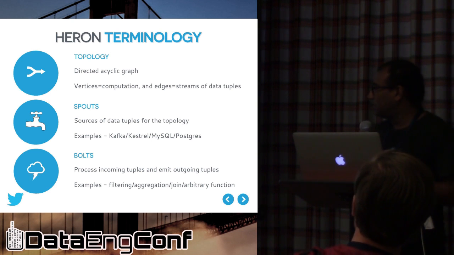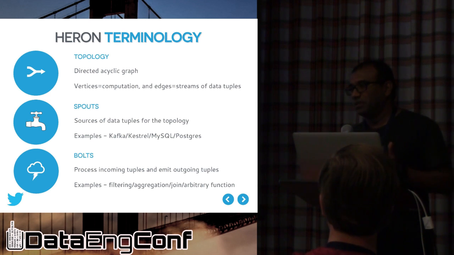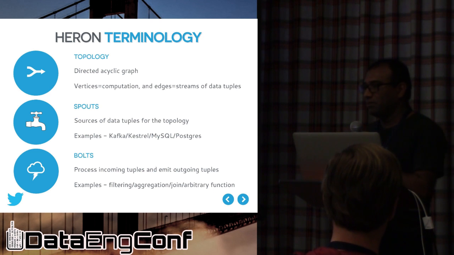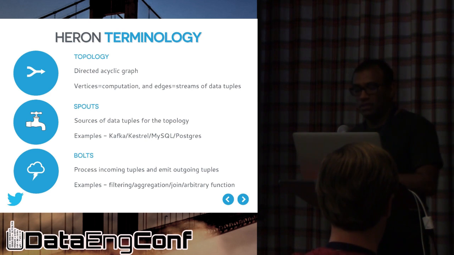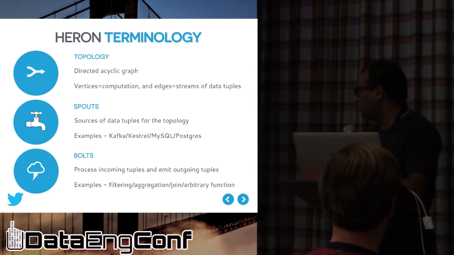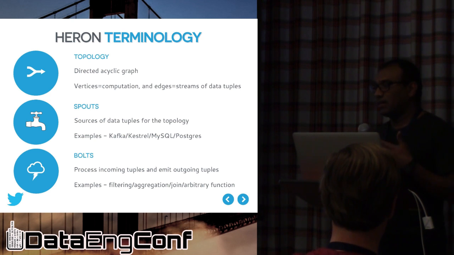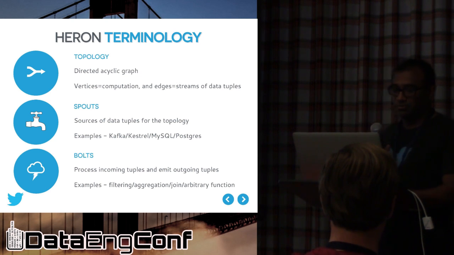Then we have the second type of vertices called bolts, where the actual processing happens. In the case of a machine learning or data science problem, most of the computations will happen in those bolts. A bolt takes the incoming tuples, munches them, and emits outgoing data. Some examples include real-time BI versus machine learning, where filtering and aggregation is a very common operation. So is join. And also some arbitrary function, like a clustering function or a classification function. Based on whatever job you have, you might be able to put that code into a bolt.